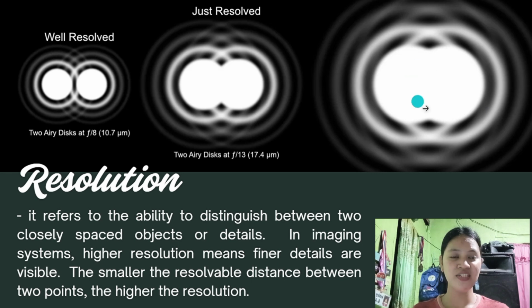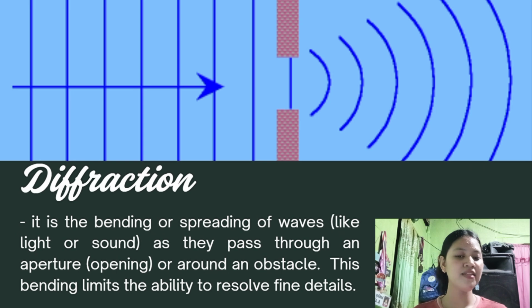Now, here is the interesting part, because even the best lenses and mirrors have a fundamental limit in their resolution, and that limit comes from something called diffraction. I know we are all familiar with what diffraction is since some of my classmates already discussed it. As stated here, diffraction is the bending or spreading of waves like light or sound as they pass through an aperture or opening or around an obstacle. This bending limits the ability to resolve fine details.